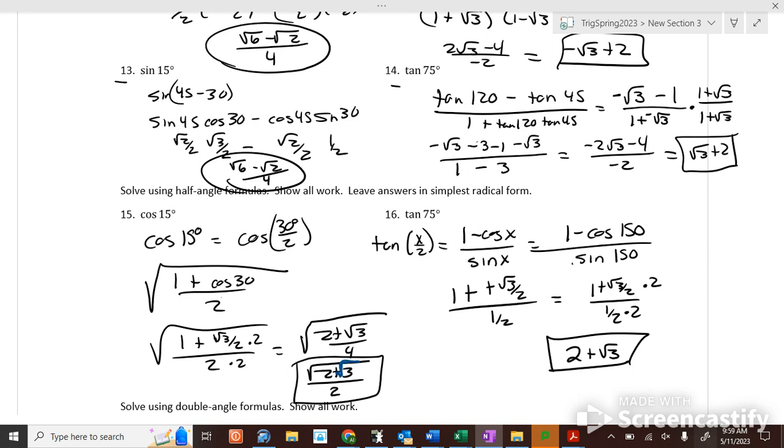Hey, look. Tangent of 75, 2 plus square root of 3. Imagine that. The tangent of 75 is the same answer for both of them.